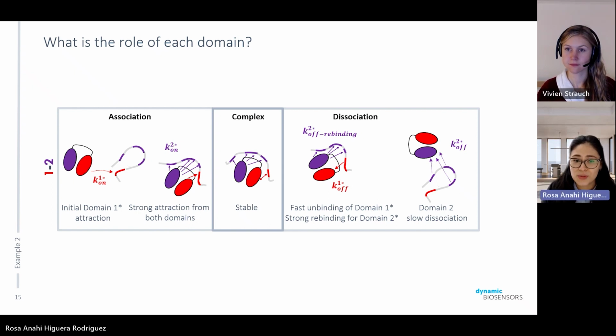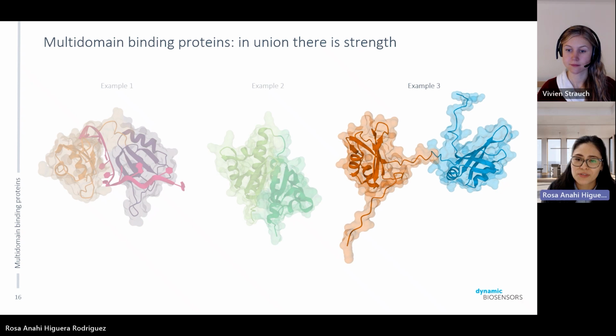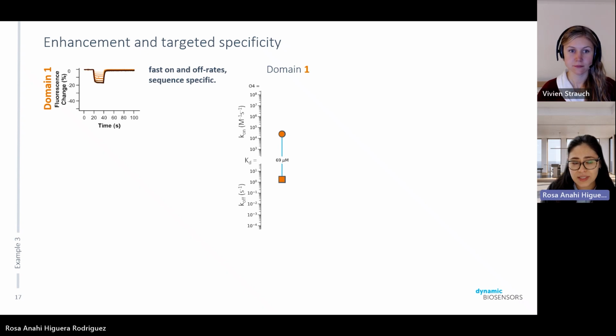Now I would like to jump to the third example, which is also very different from the other two. In this case, we look more at enhancement of the rates and also specificity. So again, we tested first the separate domains. So the domain 1 had very fast on and off rates, here plotted with a KD in the 2-digit micromolar range. And something important to mention for this domain is that it is very specific. So we tested the binding of this domain towards its motifs and also towards single-stranded RNA and double-stranded RNA, and it was very specific towards its RNA motif.